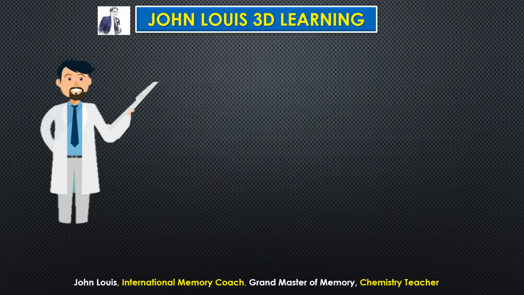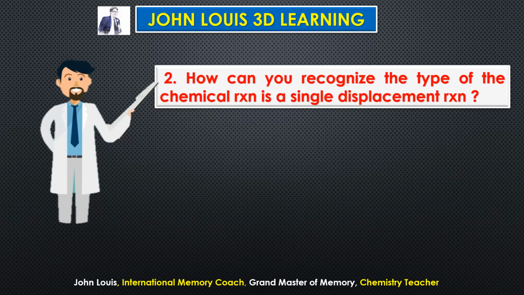Now let us try to understand the next question. How can you recognize that the type of chemical reaction is a single displacement reaction? Suppose the reactants are given. How will you recognize whether that will undergo combination or decomposition or single displacement? Just by looking at the nature of the reactants. One should be an element, the other should be a compound. Then it's very clear it will undergo single displacement reaction.